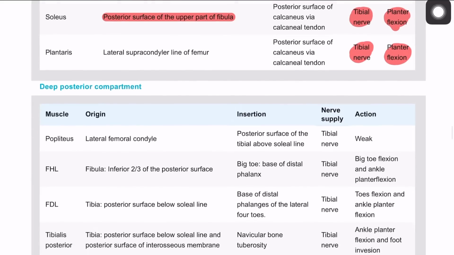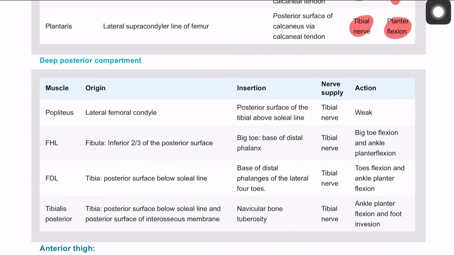Moving on to the deep group, you have popliteus, flexor hallucis longus, flexor digitorum longus and tibialis posterior. Again, they all have a common nerve supply, which is the tibial nerve. They sort of have a common action, which is ankle plantar flexion, but obviously when you're talking about hallux, you will change it to the toe instead of the ankle joint. So popliteus comes from the lateral femoral condyle and inserts just above the soleal line. So it's a weak knee flexion, and this muscle is not really involved in the ankle.